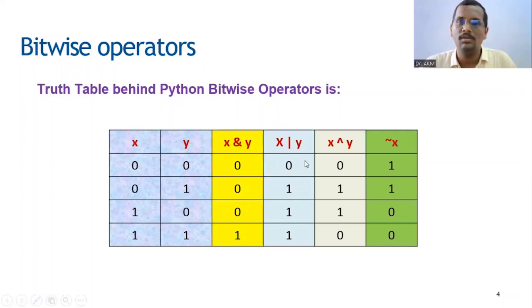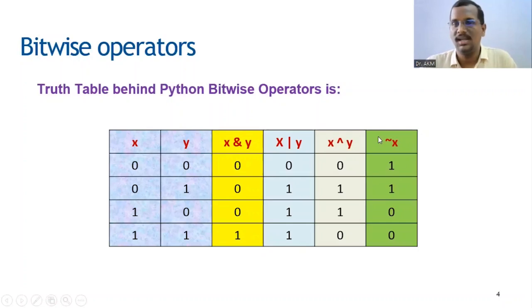So now look at the example x and y. I am applying bitwise OR operator. So 0, 0, answer is 0. 0, 1, any one of the values is 1, so the answer is 1. 1, 0, any one of the values is 1, answer is 1. Both values are 1, answer is 1. So if any one of the values is 1, it returns 1. That is the working logic of bitwise OR operator.